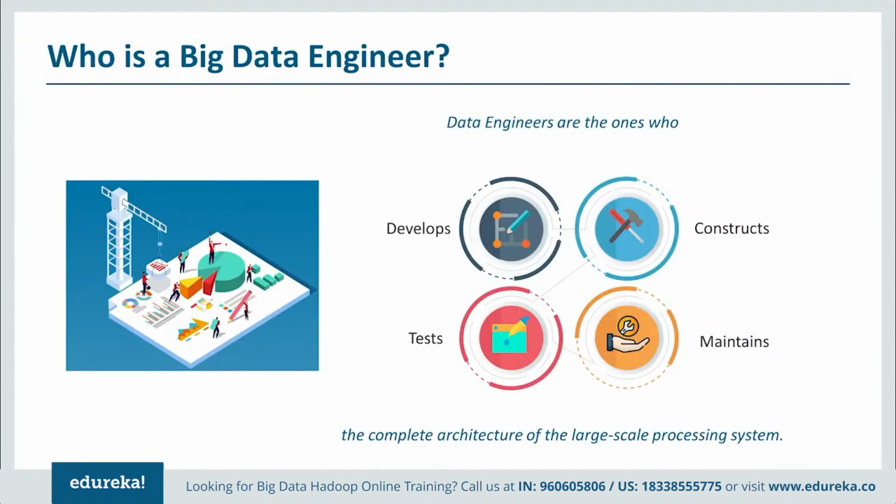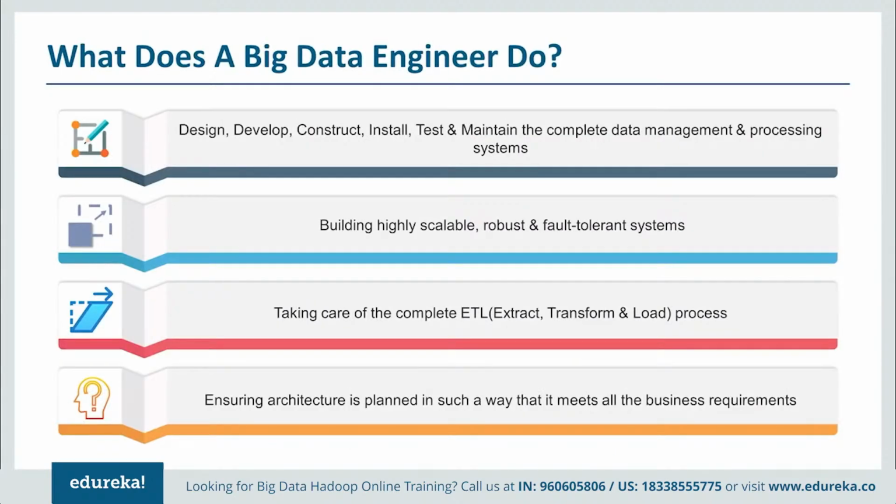But what does a big data engineer do exactly? Now, the most crucial part of a big data engineer is to design, develop, construct, install, test, and maintain the complete data management and processing systems. They are basically the ones who handle the complete end-to-end infrastructure for data management and processing. They build a pipeline for data collection and storage and funnel the data to data analysts and scientists.